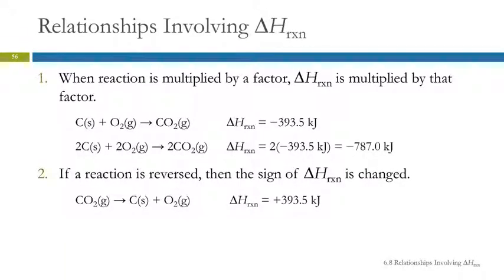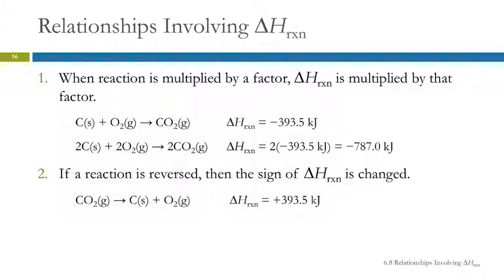We're going to talk about relationships involving heats of reaction, or enthalpies of reaction. So delta H for the reaction is the amount of heat released at constant pressure or absorbed for a given chemical reaction, and it's specified per molar amounts in the given chemical equation. So as written here, 1 mole of carbon plus 1 mole of oxygen makes 1 mole of carbon dioxide, and when those amounts react, 393.5 kilojoules of energy is released.